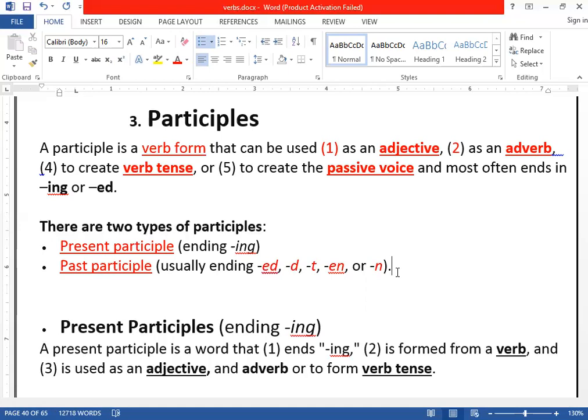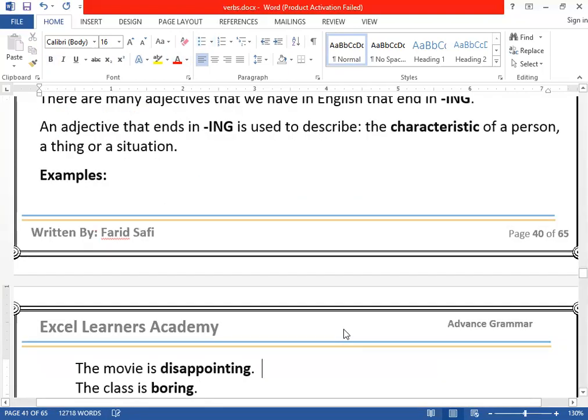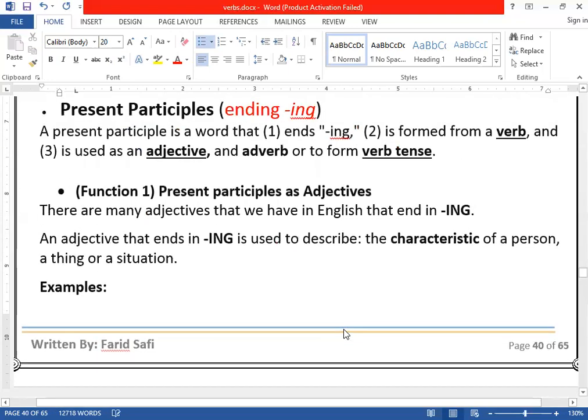We call it present participle. Present participle we call to which form of verb? Verb ing. Clear? Verb ing is called what? We call it present participle. We will not call it verb ing anymore. We will call it present participle.